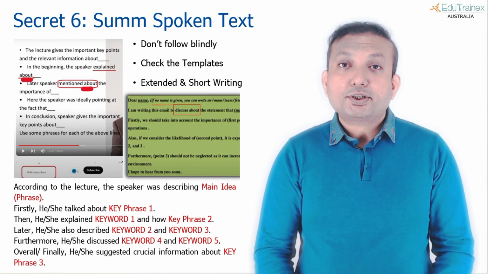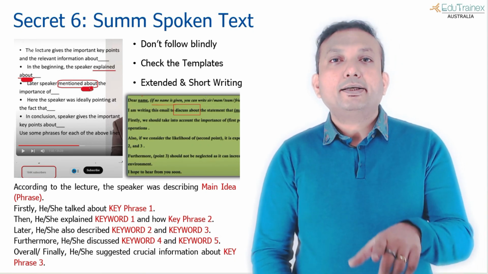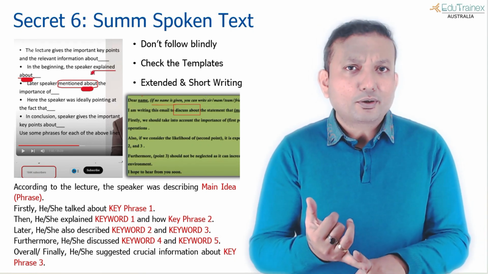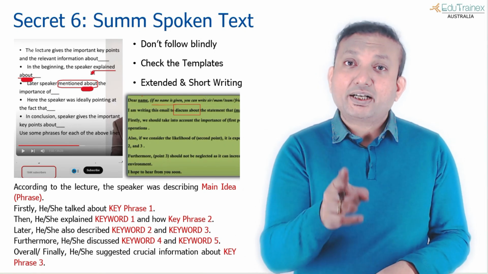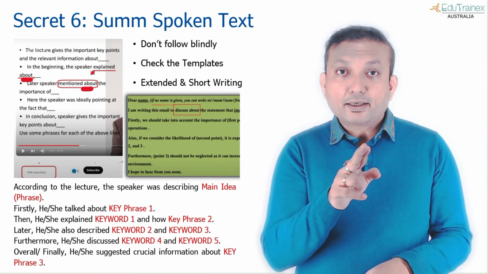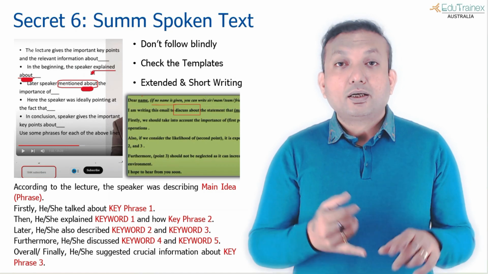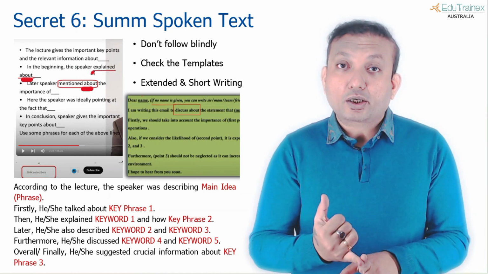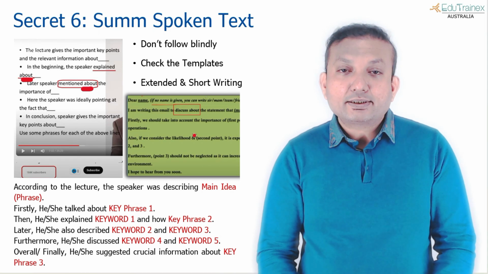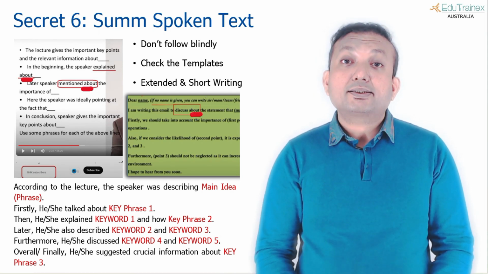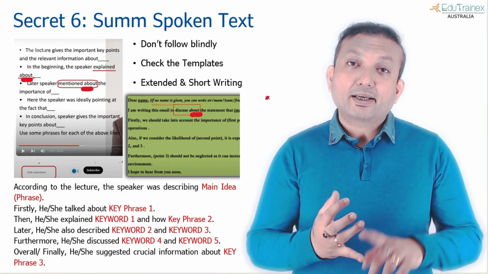Explained about, mentioned about. You go to any grammar website like grammarly.com, type a sentence, "I mentioned about something," and it will straight away show you a red mark under "about." "About" is only used with "talked." I talked about something. So the same thing you can see in this template as well. "Discuss about." This is again wrong.